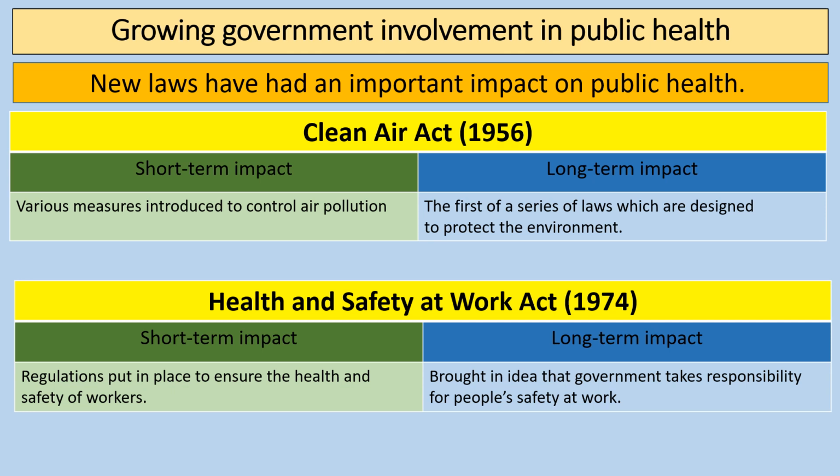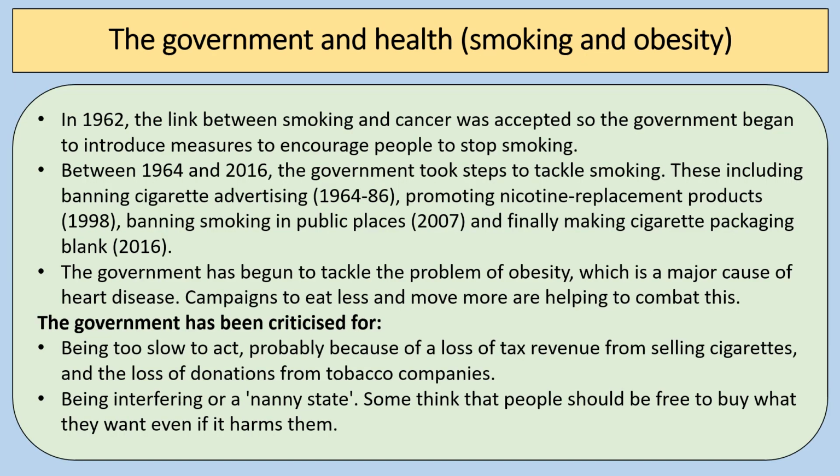Now, the Clean Air Act of 1956 was brought in to control air pollution and create clean air zones, partly in response to the London smog of December 1952, and that was the first of a series of laws to protect the environment. The Health and Safety at Work Act of 1974 put regulations in place to ensure the health and safety of workers, and that's created a long-term impact of making sure the government is responsible for people's safety at work.